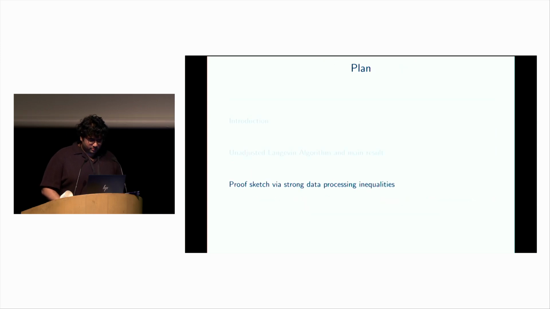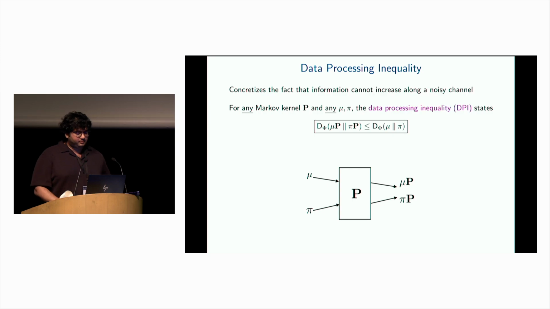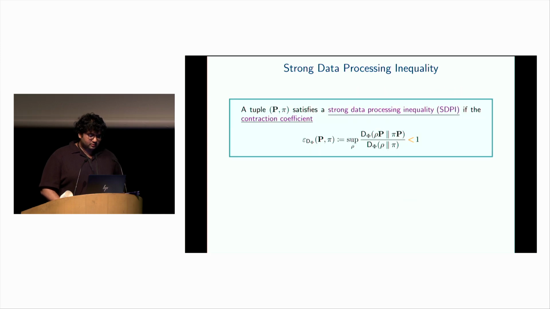Let me briefly talk about the proof sketch. The proof sketch is based on data processing inequalities. The naive DPI just tells us that information cannot increase along a noisy channel or Markov chain. The strong data processing inequality tries to quantify this and tells us when this inequality is strict.